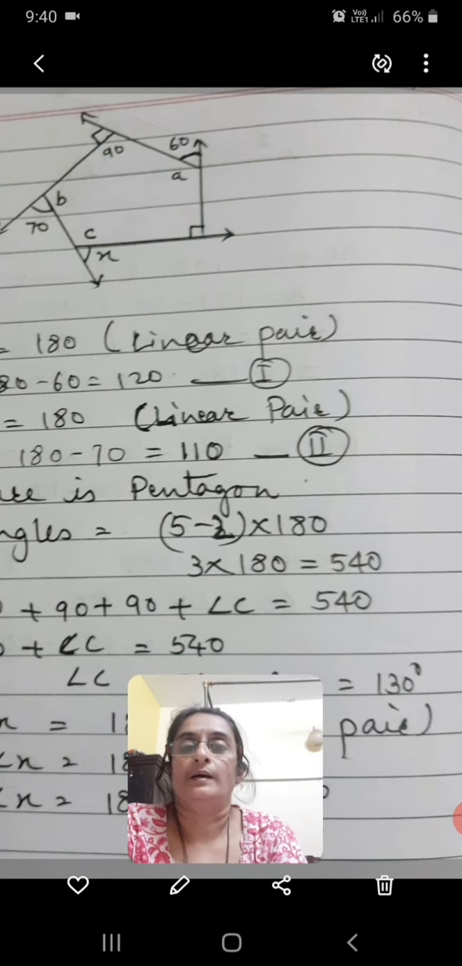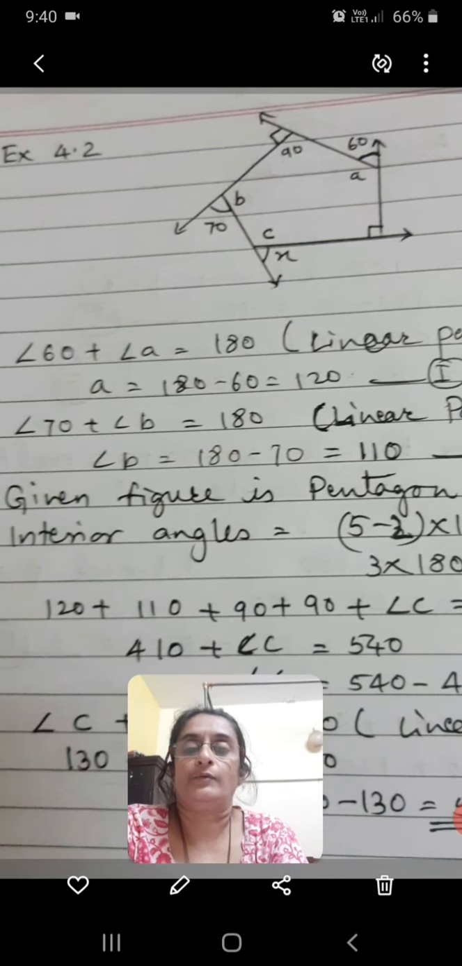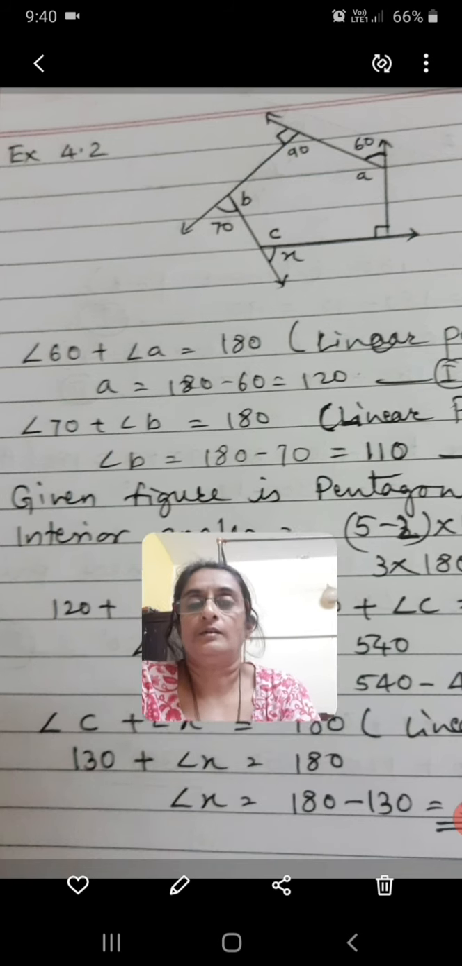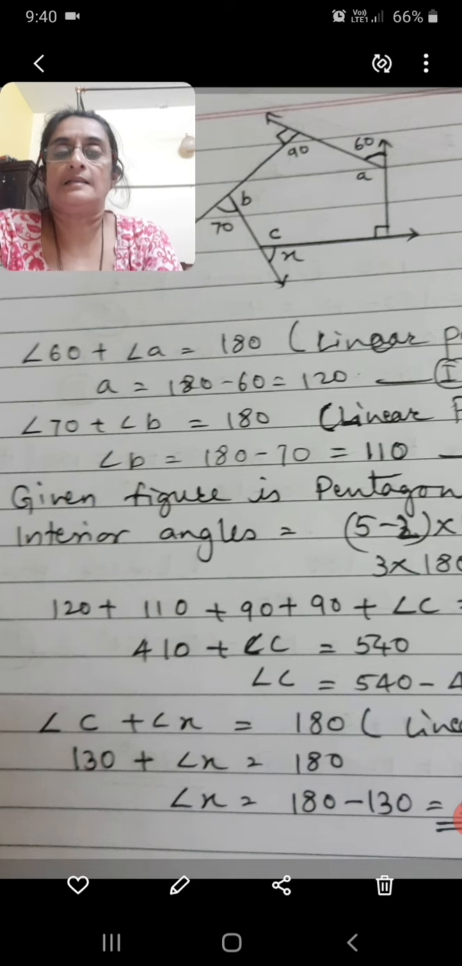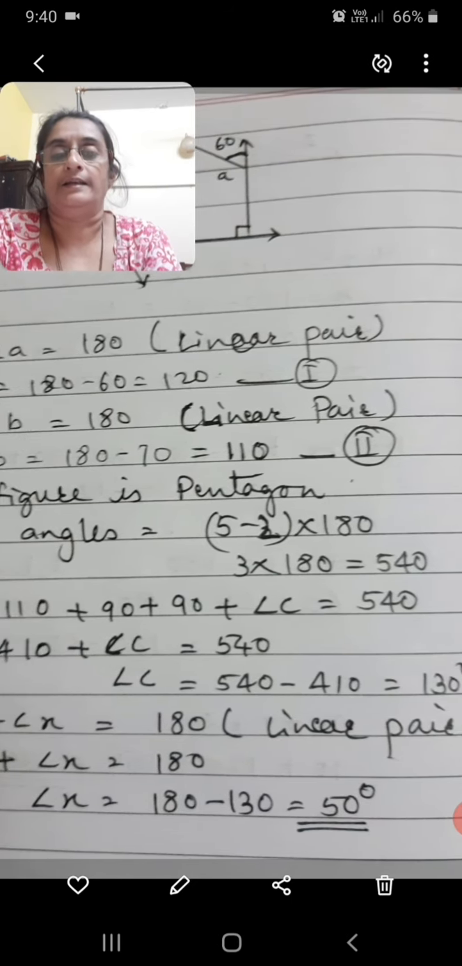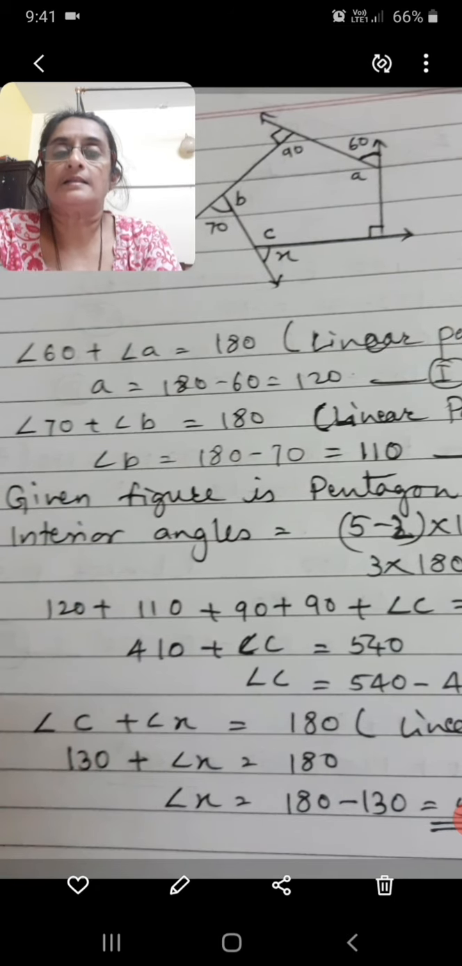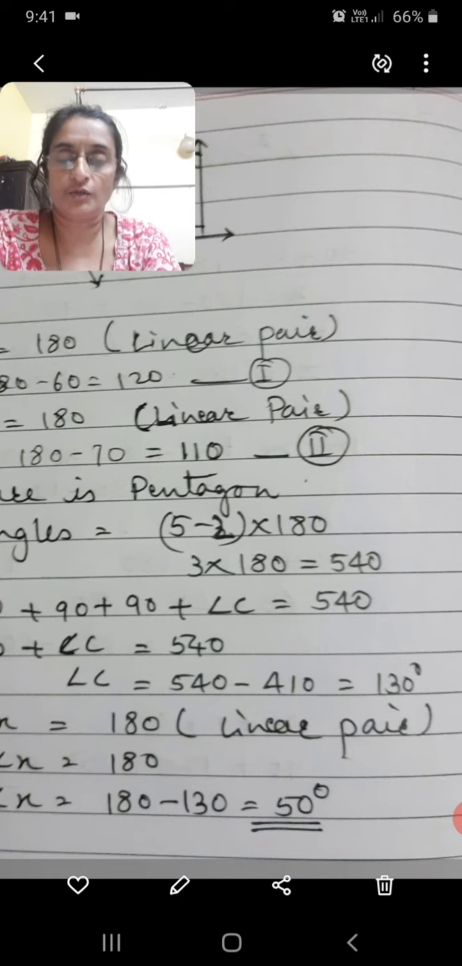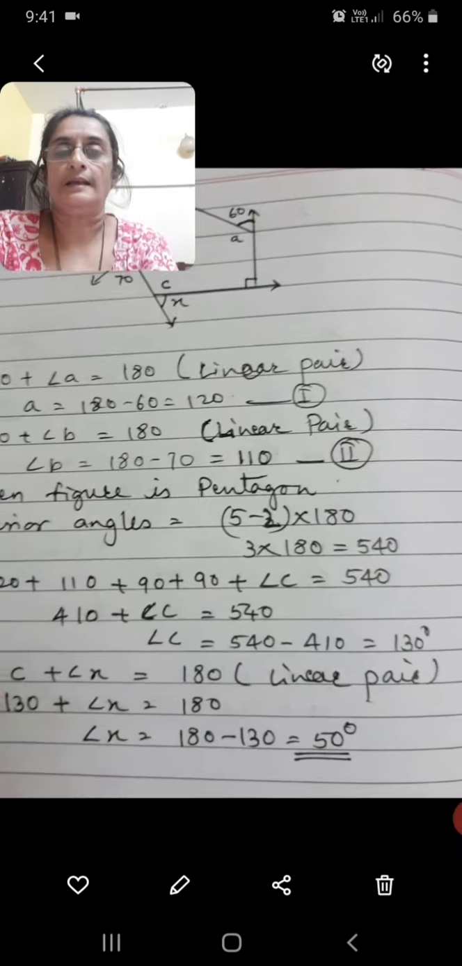Now we know 4 of them. That is, one is 120, the other is 110, one is 90, another is 90, and the last one is angle C. Now find out the solution for that. So angle C is equal to 130 degrees. Angle C and angle X are again linear pair. So using linear pair again, you have to find out the value of X. So angle X will be 180 minus 130, that is 50 degrees. Understood? Now let us go to the next question, that is question number 2.